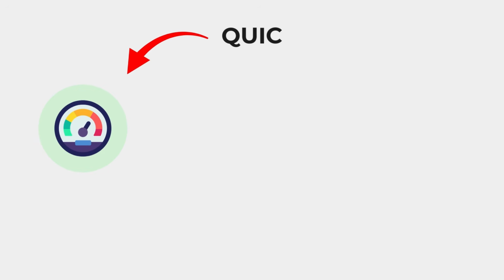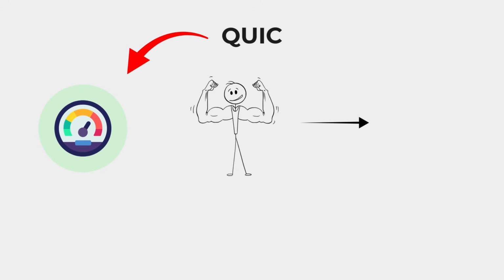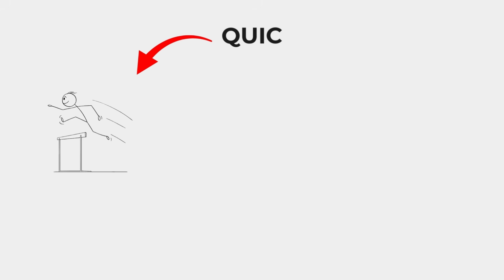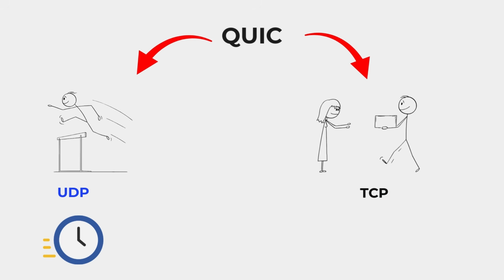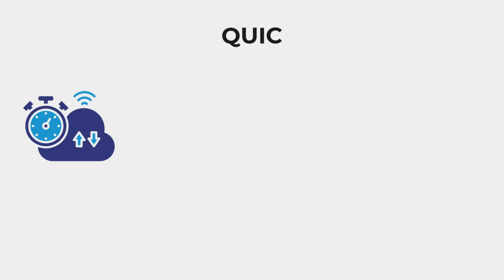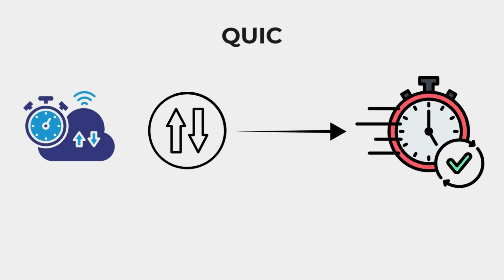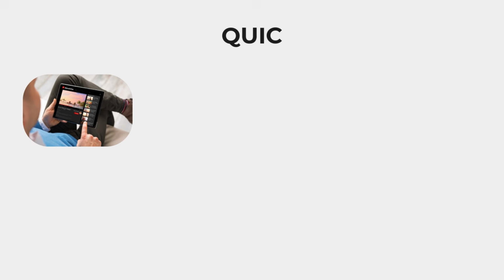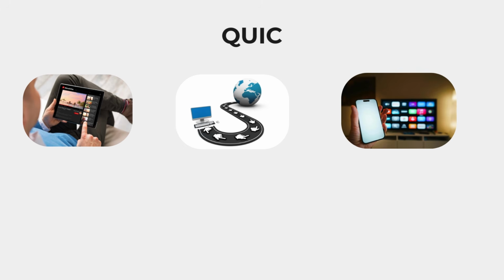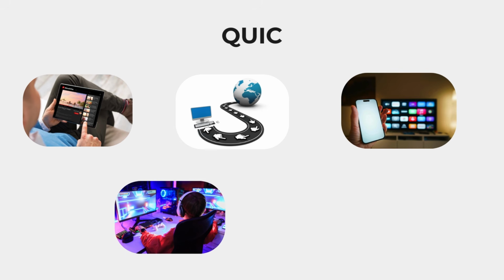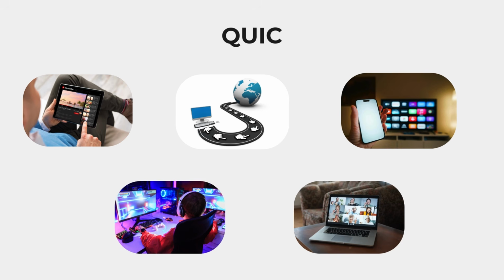QUIC reduces this delay by combining the strengths of UDP and TCP. Fast like UDP, connections start quickly. Reliable like TCP, data arrives safely and in order. Low latency: fewer back and forth messages mean faster responses. Because of this, QUIC is ideal for web browsing, with faster page loads; video streaming, with less buffering; online gaming, with low latency and smoother play; and real-time applications, with faster, more responsive interactions.